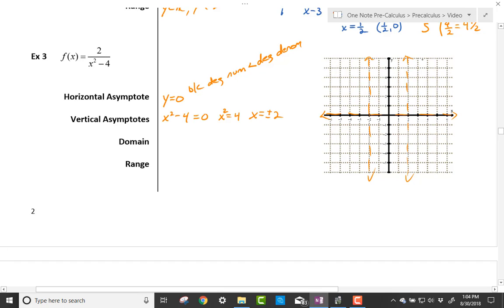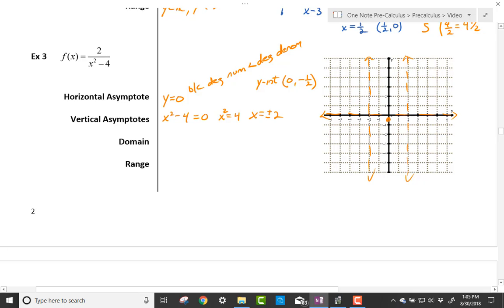I'm going to find a y-intercept. I'll just do that right here. We're going to do this math in our head because plugging in 0 to the function, 0 squared minus 4 is negative 4. I end up with 2 over negative 4, which is negative 1/2. All right, so at 0 I'm at negative 1/2.